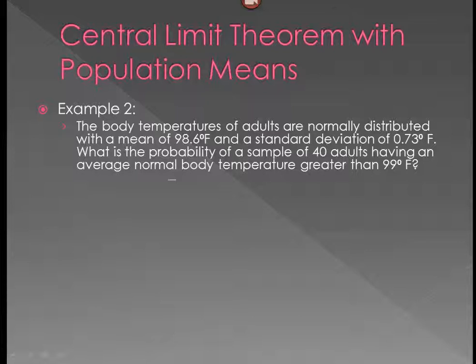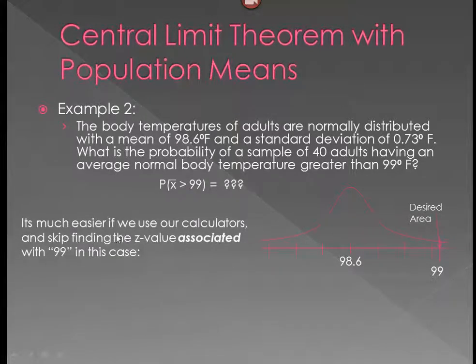So, the body temperatures of adults are normally distributed with a mean of 98.6 degrees and a standard deviation of 0.73. So it's the same data we were looking at before. What is the probability of a sample of 40 adults having an average normal body temperature greater than 99 degrees Fahrenheit? So here's the probability we're after. What's the probability that a sample of 40 adults would have an average that's greater than 99? So here's 99. It's kind of far away. This is the desired area I'm after.